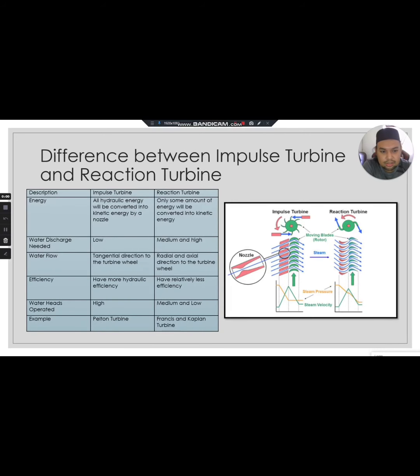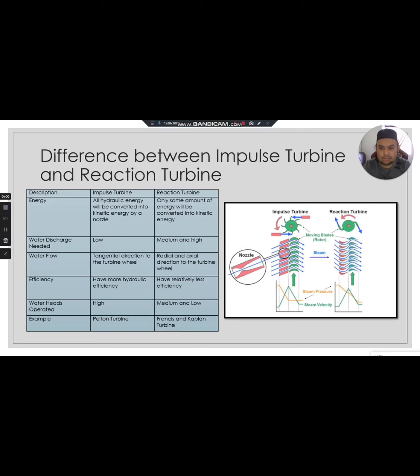As we can see, on the left is the impulse turbine and on the right is the reaction turbine. There are 6 differences between these two. For energy, in an impulse turbine all the energy is converted into kinetic energy, and for a reaction turbine only some of the energy is converted into kinetic energy.